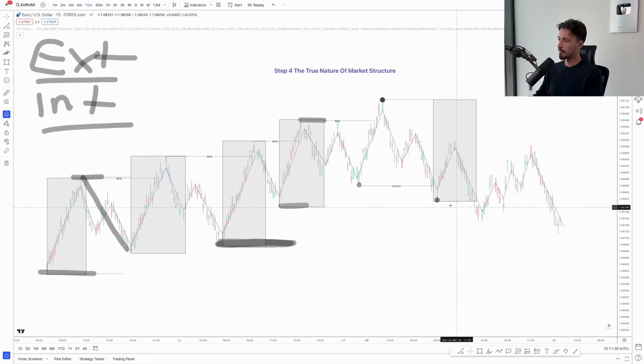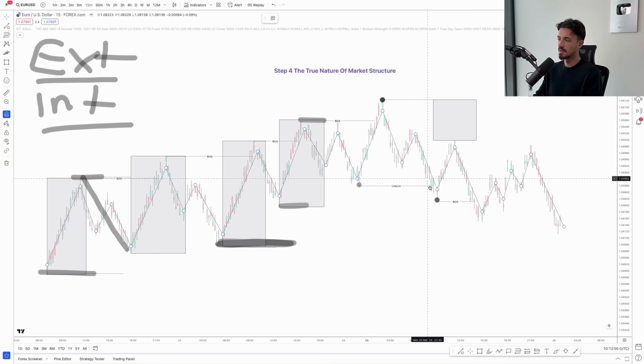We already expected that price would likely go lower, but it wasn't confirmed that it is going to continue going after that without this break of structure. So now we've had our break of structure, we've had change of character, pullback, break of structure. Now it is confirmed that price is going to continue trading lower, right? That is our break of structure.